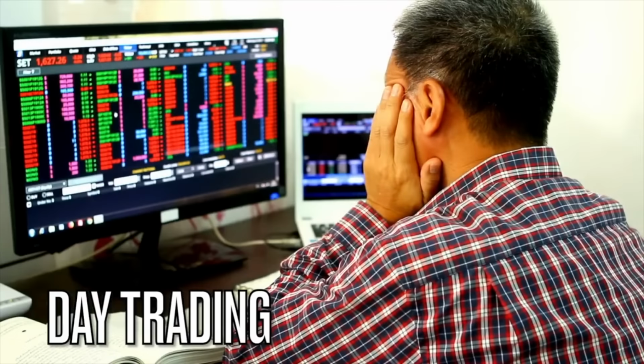Let's move on to our next term, which is bid and ask prices. The bid price is the maximum price a buyer is willing to pay for a stock, while the ask price is the minimum price a seller is willing to accept. The difference between them is known as the bid-ask spread.